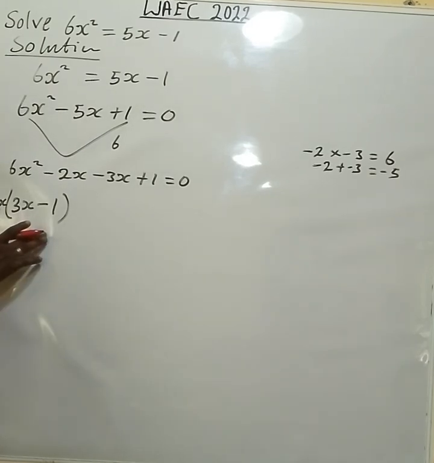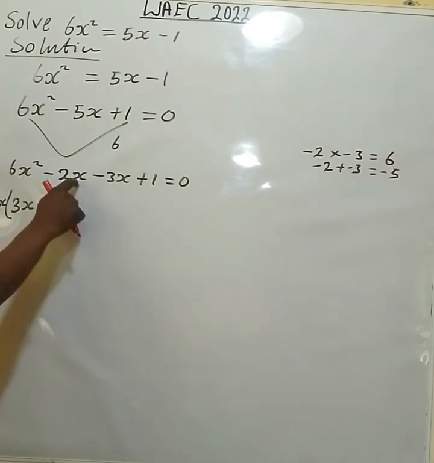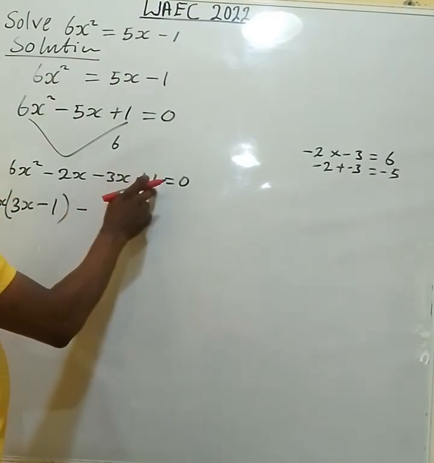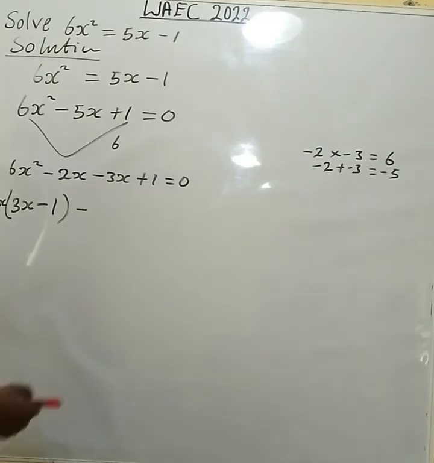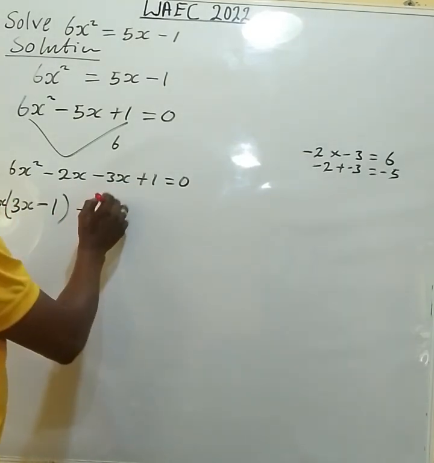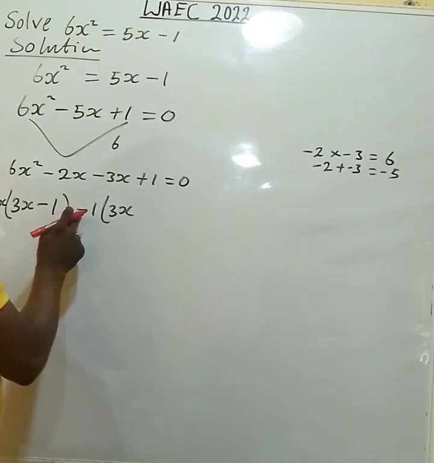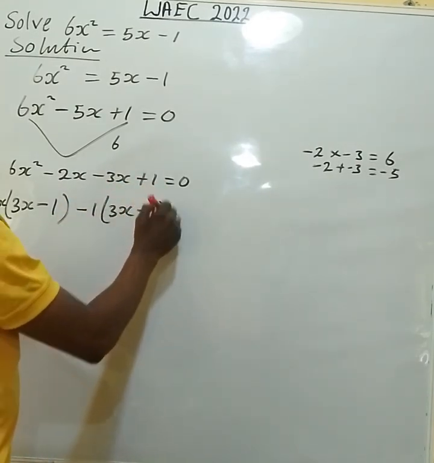And when you are factorizing like this, you can easily check to know whether you are correct or not. 2x times 3x will give us 6x squared. 2x times 1 will give us 2x. So we are correct. So now minus, what is the common factor between 3x and 1? Okay, so the common factor there is 1. So 1 into 3x, we have 3x. Minus times plus is minus. 1 into 1, 1.